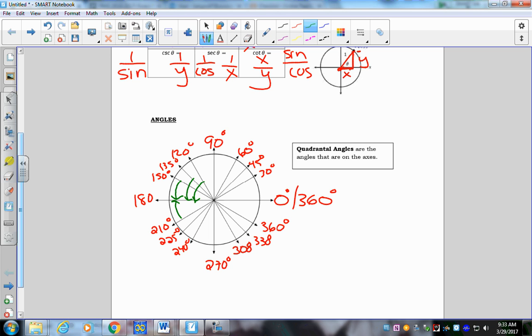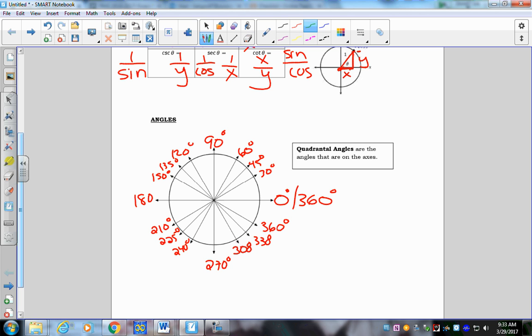This one is 30, 45, 60. Okay, looking in quadrant 4, this one's 30, 45, 60, because you are referring to the closest x-axis. And of course, 30, 45, 60, right? We are going to be using our reference angles as we move on.